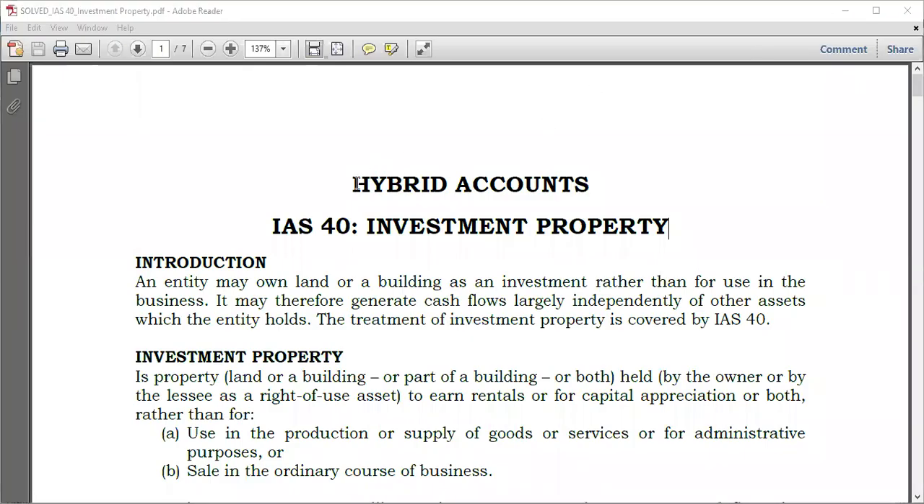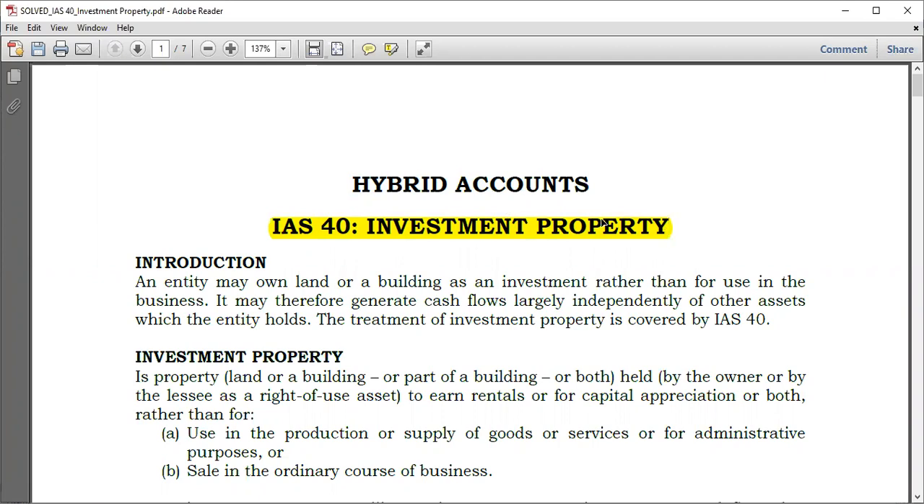So this is hybrid accounts, and right now we're just going to study IAS 40 investment property. What is investment property? Now, to get a grasp, well, IAS 16 PPE speaks of property, plant, and equipment. Now, you note one thing. You note that there is property there, but also we have property here.